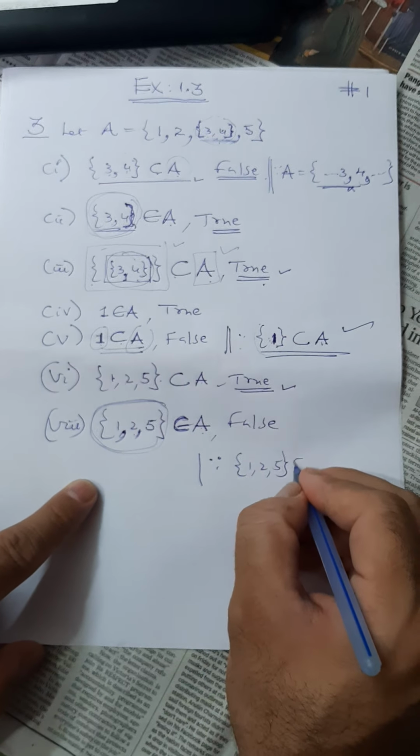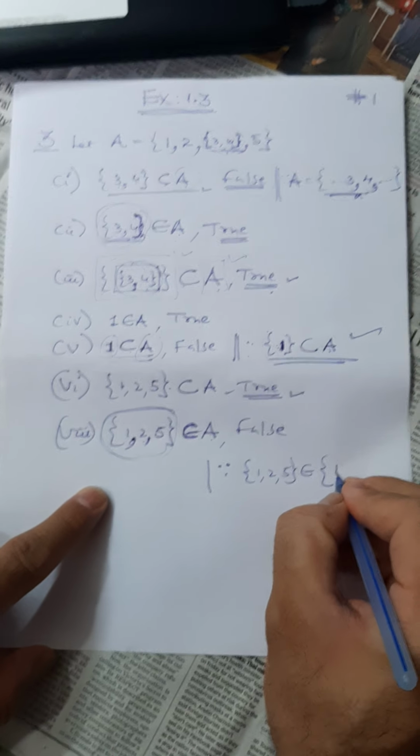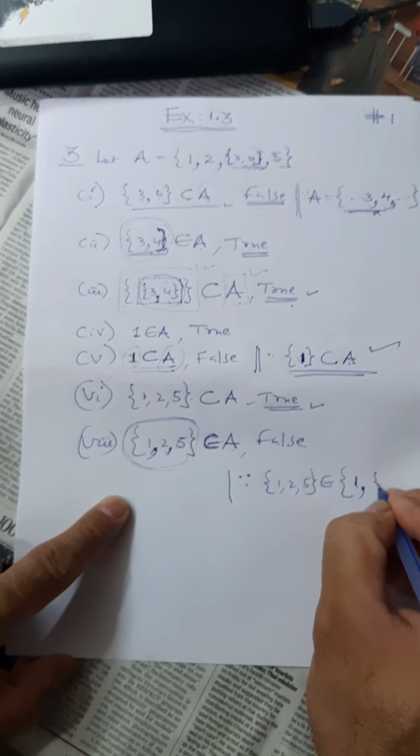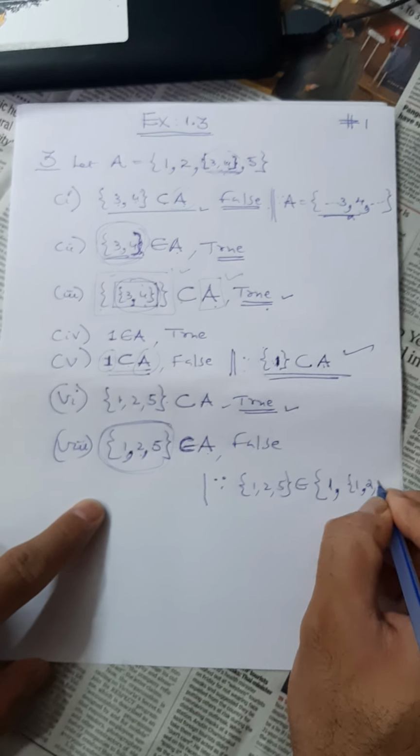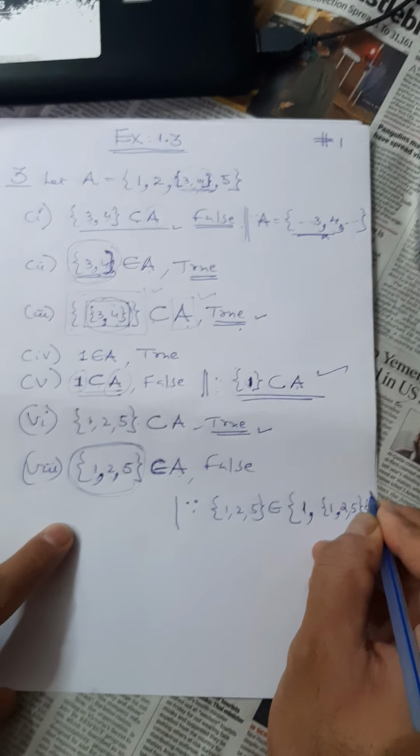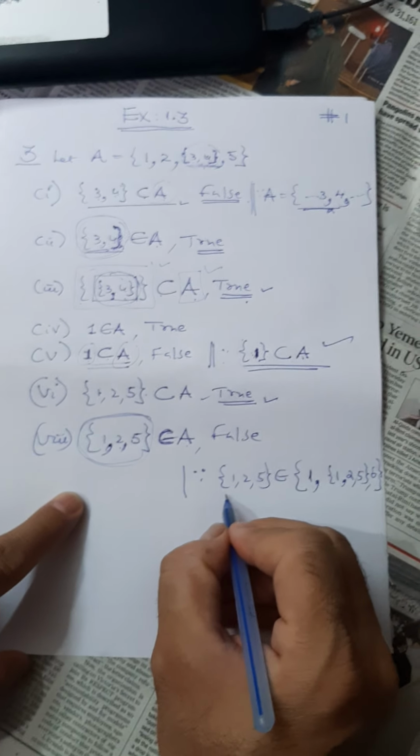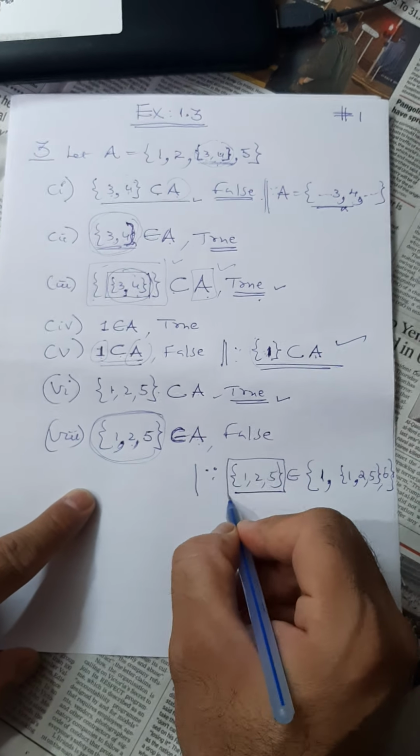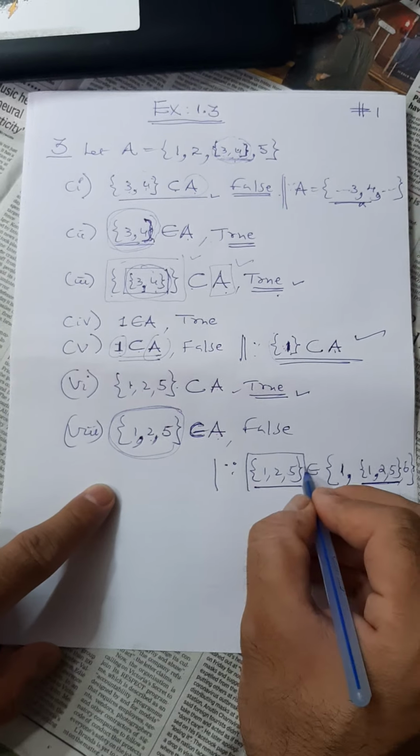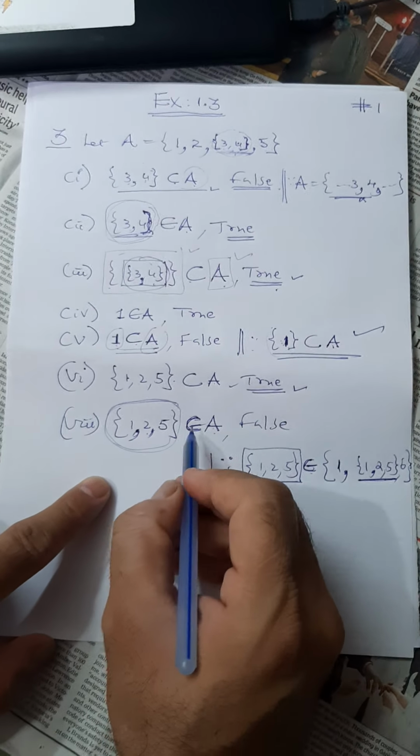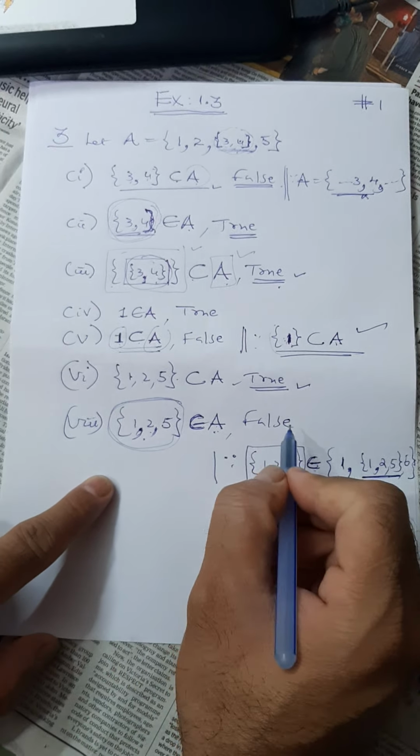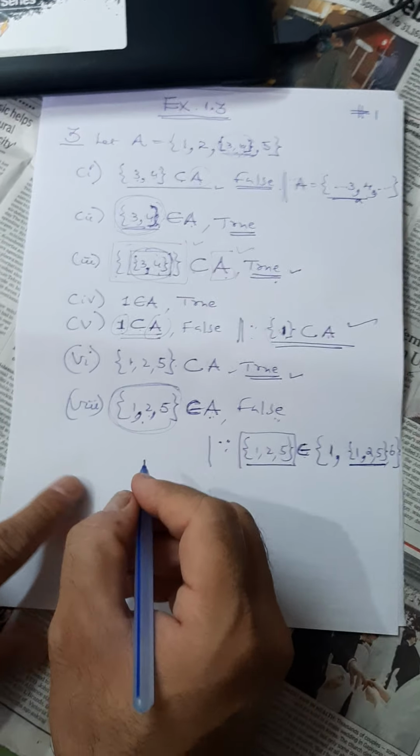Just for information, 1, 2, 5 belongs to, you can have like this. Here for example 1, then you can have like this 1, 2, 5 and some member, for example 6, like this. So this member is entirely present here in this set, so then belongs to symbol is true. Here this member is not present in this, therefore this is false.